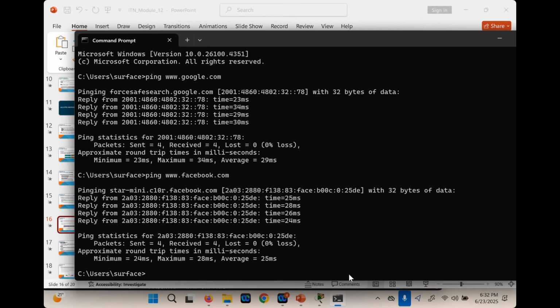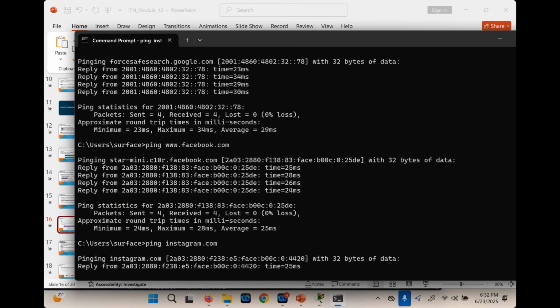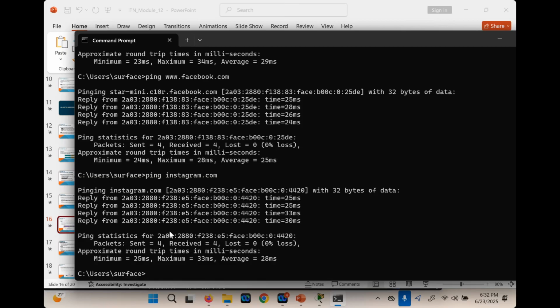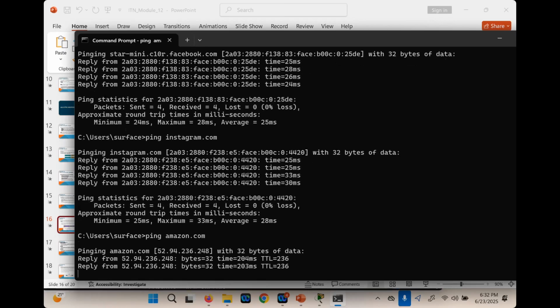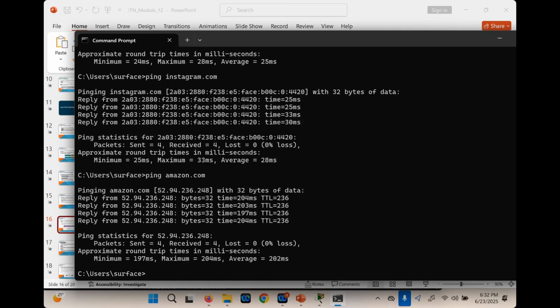Let's try Instagram. Ping Instagram.com. Instagram, okay, it belongs to Facebook. See, this 2803. Let me think about another website that is not attached to Facebook. Let's say ping Amazon.com. Oh, Amazon is replying with IPv4. Let me see if I can force Amazon to reply with IPv6. Ping -6 Amazon.com.